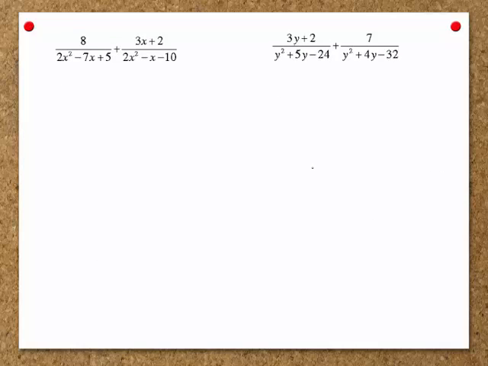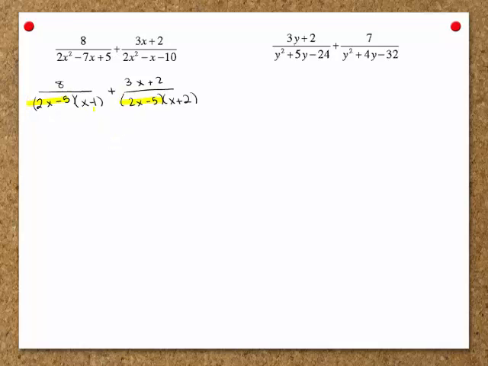Okay, here I have two denominators that need to be factored. So I want to do that really quickly. Okay, so factoring my denominator on my first expression, I'm going to end up with 2x minus 5 times x minus 1. Then I have 3x plus 2 over, factoring this denominator, I'm going to get 2x minus 5 times x plus 2. Now, if you look carefully, you'll see that these two have 2x minus 5 in common.